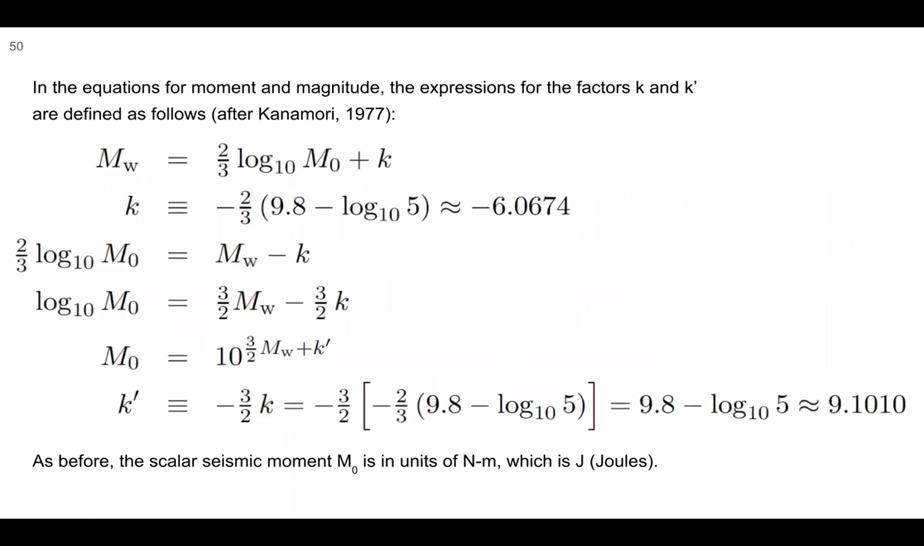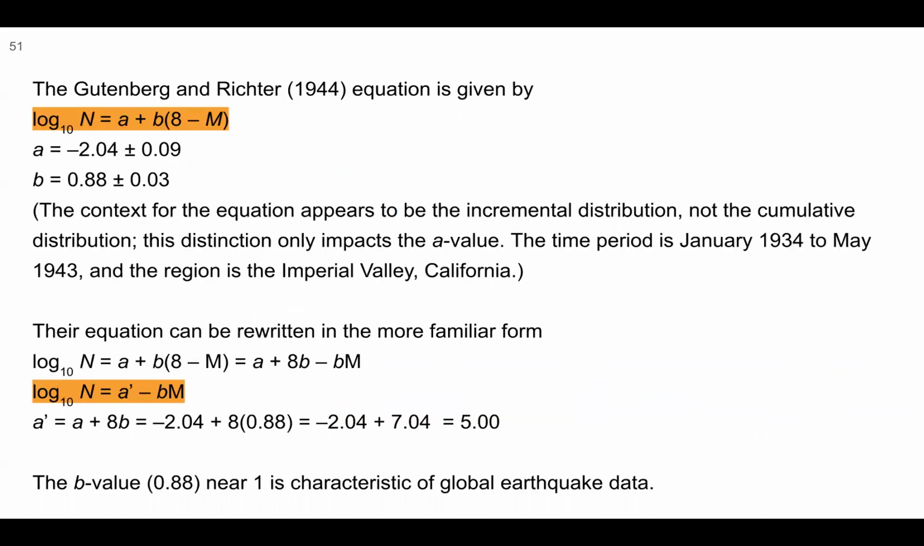In the endnotes here, this just shows some details about where these numbers come from, such as the 6.0674 and also the 9.1010 that appeared earlier. As before, the scalar seismic moment M naught here is in units of Newton meters, which is joules, energy. And these are just some notes to show that the original equation in their paper can be rewritten in a more familiar way by combining a couple of terms.